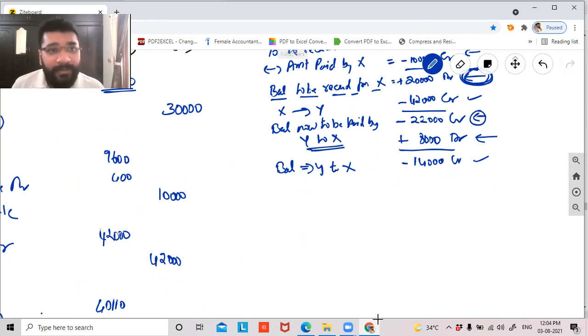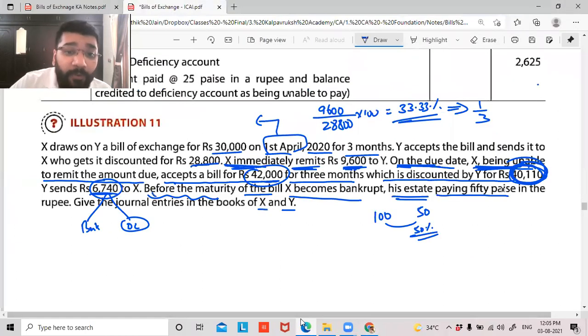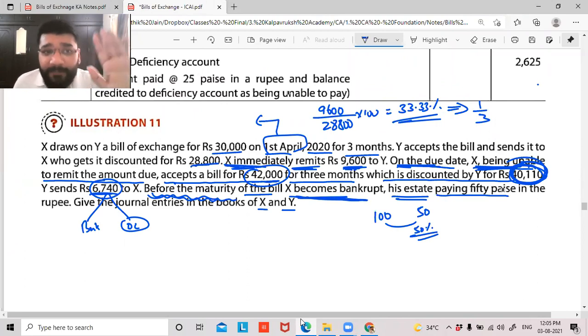Yes, sir, that is how it should have happened, correct? But what happened? It did not go that way. What happened is, before the maturity of the second bill, X became bankrupt. When X becomes bankrupt, guys, will X pay any money to anybody, the banker or anybody? Tell me.